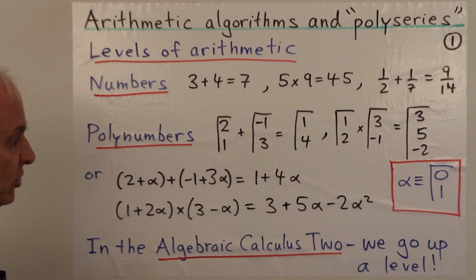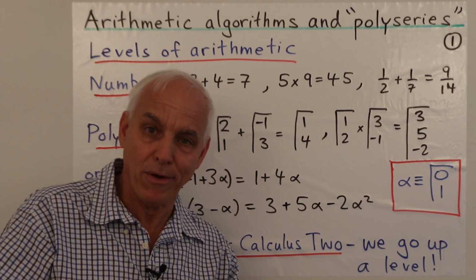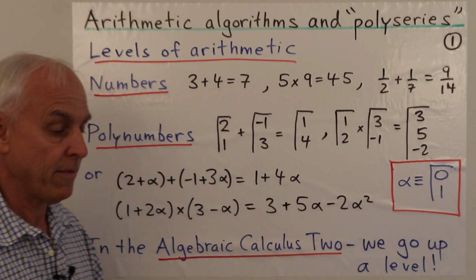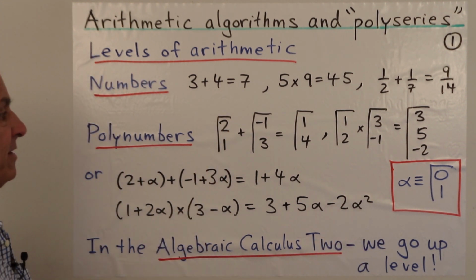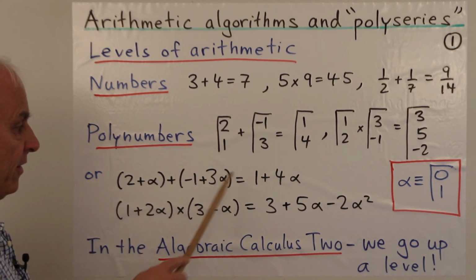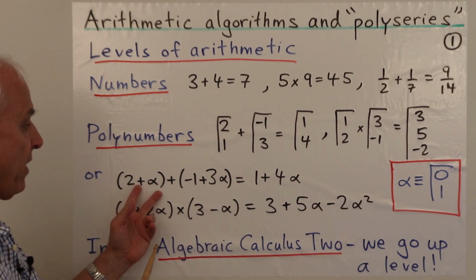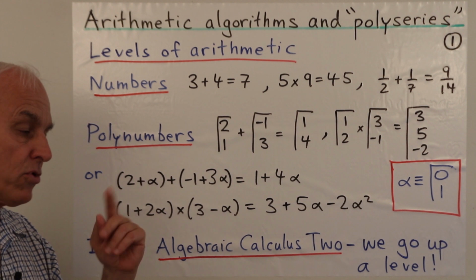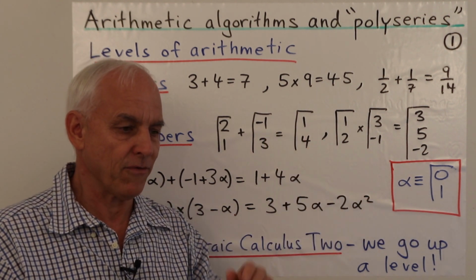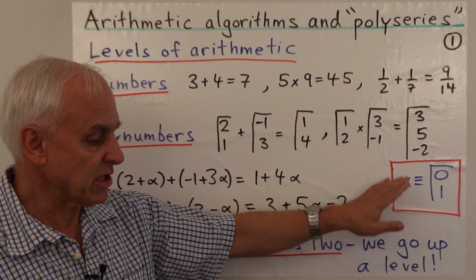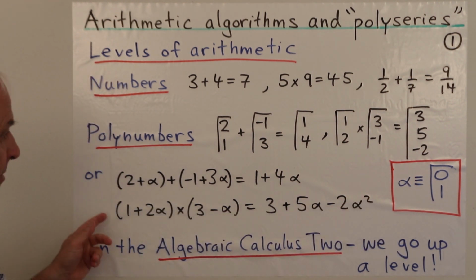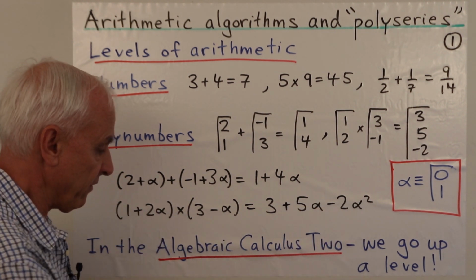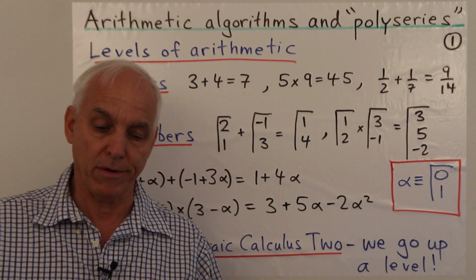Now it becomes convenient to connect this with polynomial arithmetic. We can do that by introducing the special polynumber alpha, which is 0, 1. That way we can quickly rewrite a polynumber like this as 2 plus alpha. This one is minus 1 plus 3 alpha. Then addition is just the usual addition of polynomials in alpha. But crucially, alpha is not some variable that is hard for us to pin down. It's this very specific polynumber. And the multiplication, 1 plus 2 alpha times 3 minus alpha, is 3 plus 5 alpha minus 2 alpha squared. That corresponds to the usual polynomial arithmetic.